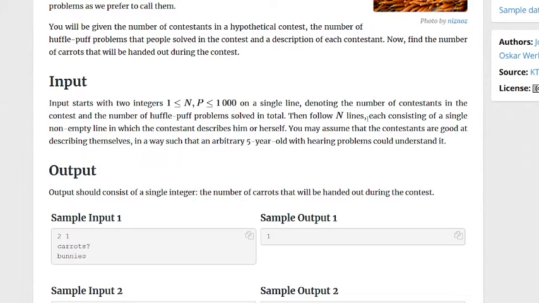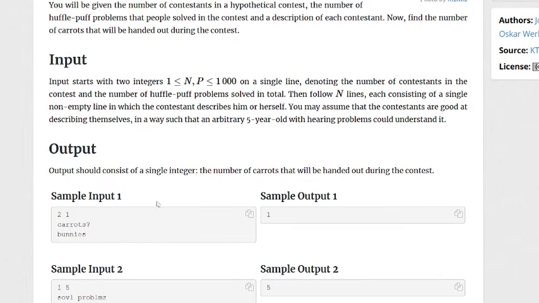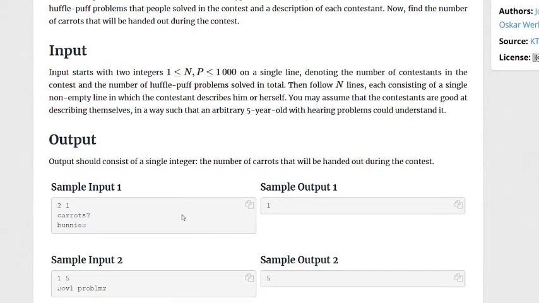And then on the rest of it, there are n lines, where n is the first number, each consisting of a single non-empty line in which the contestant describes him or herself. You may assume that the contestants are good at describing themselves in such a way that an arbitrary 5-year-old with hearing problems could understand it. Now, something you may have noticed is that last part doesn't really make sense. And that's because you don't actually need that last part to solve this problem.